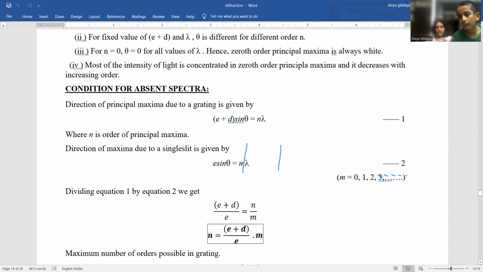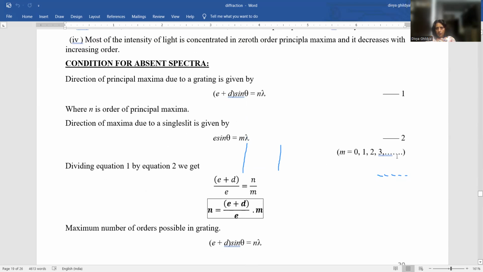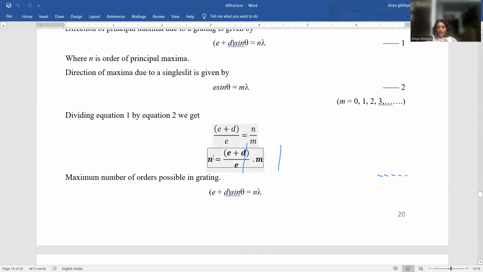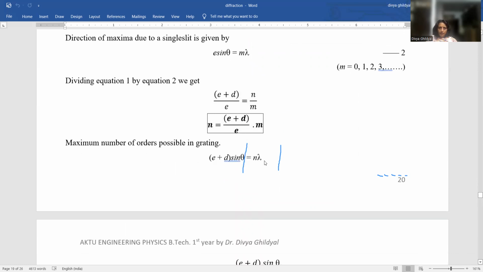The direction of principal maxima due to a grating is given by (e+d) sin theta equals n lambda, where n is the order of principal maxima. The direction of maxima due to a single slit is given by e sin theta equals m lambda, where m is 1, 2, 3. For a single slit, we have not taken the opaque space, that is 0. So it becomes e sin theta equals m lambda. Now we divide equation 1 by equation 2. We get n equals (e+d) by e into m.